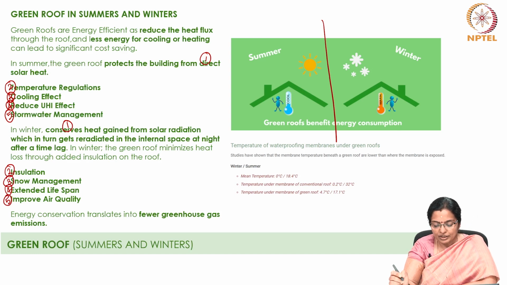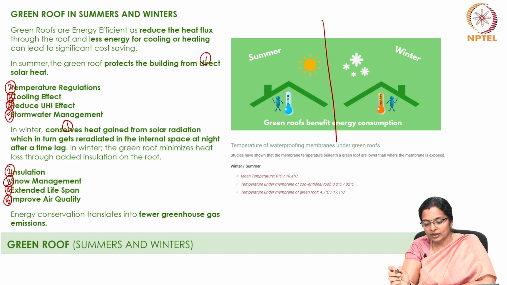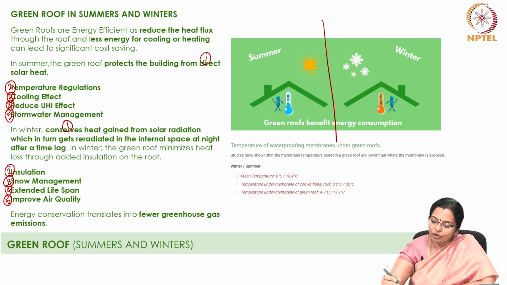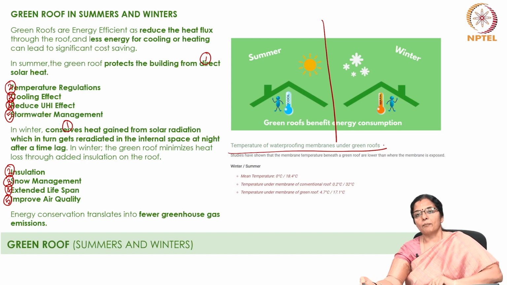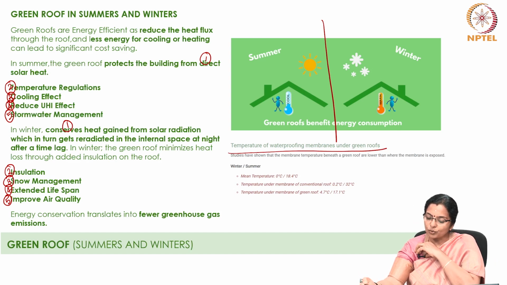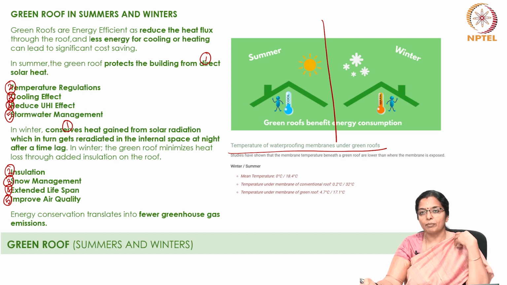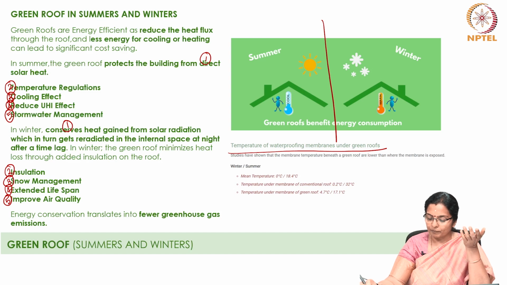Energy conservation translates into fewer greenhouse gases. The temperature of waterproofing membranes under green roofs, based on a study, has shown that the membrane temperature beneath the green roof is lower than that of the membrane which is exposed.